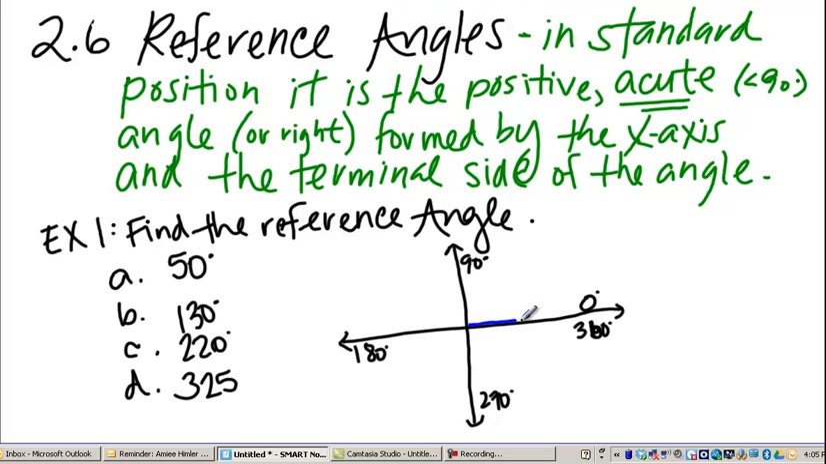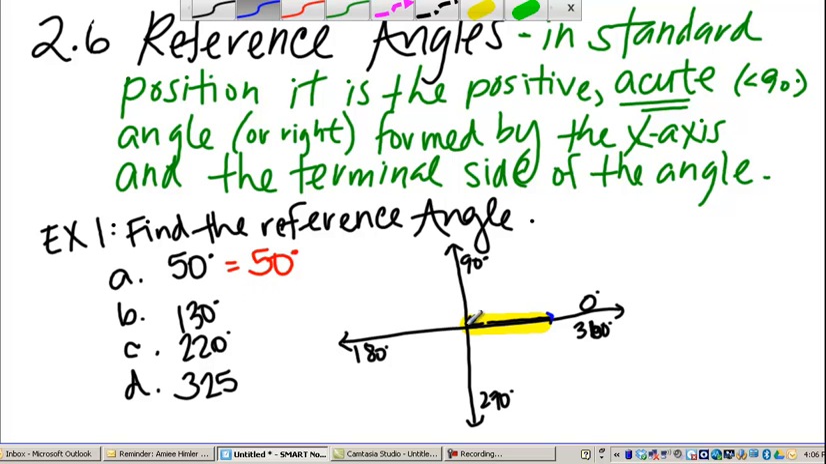So we're starting at the x-axis. We're going up. So it is the positive acute angle formed by the x-axis and the terminal side of the angle. So we got our x-axis there, and our terminal side there. So our reference angle for A is 50 degrees. Okay? Let's look at the next one because I don't think that was very helpful.